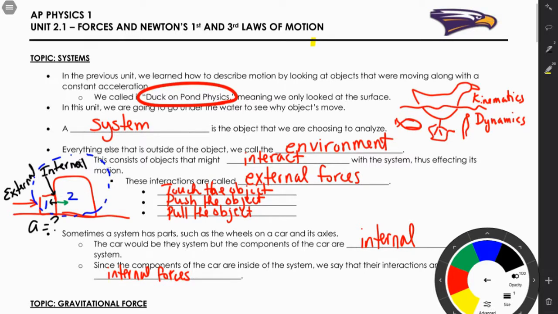It's much like a car. If we look at the car as a system, the interaction between the tires and the road, that's what really moves a car. So that interaction between the tires and the road is external to the system, and so we have to account for that. But what happens in the engine and so forth is internal. So therefore, we don't have to account for it unless we're specifically asked to worry about that.